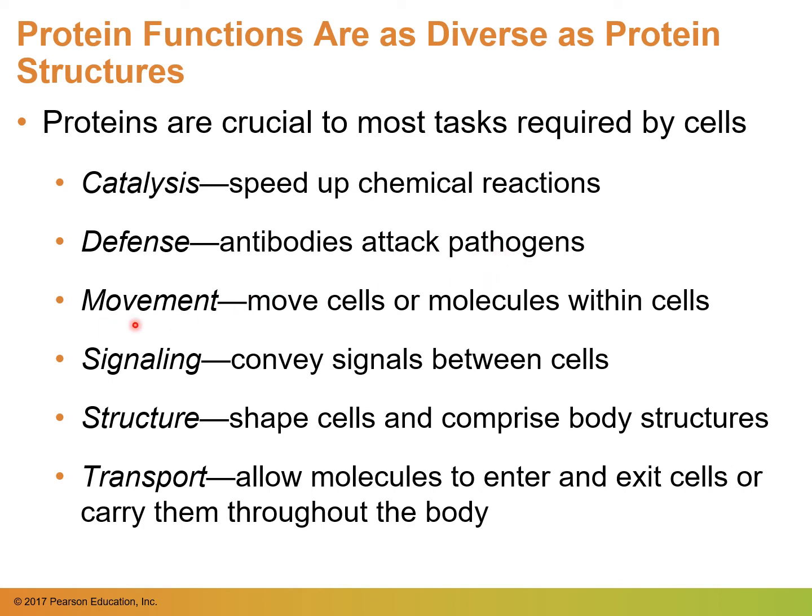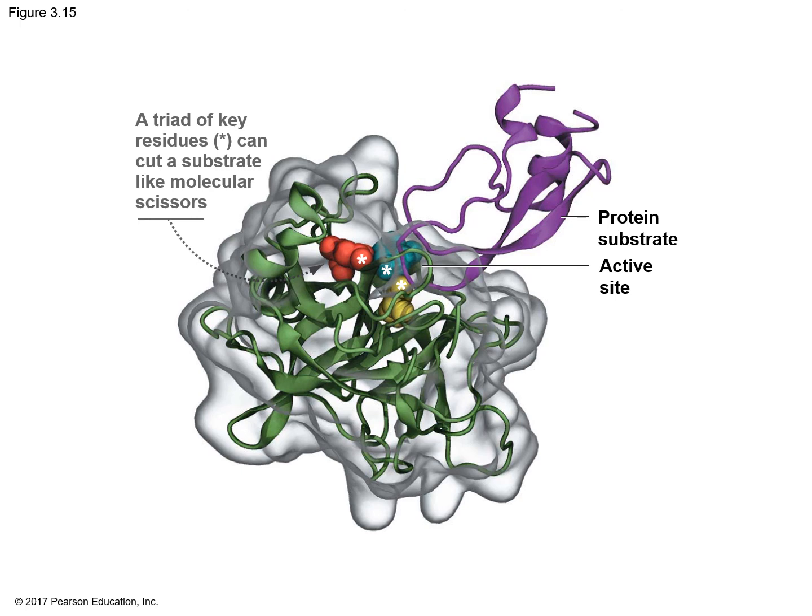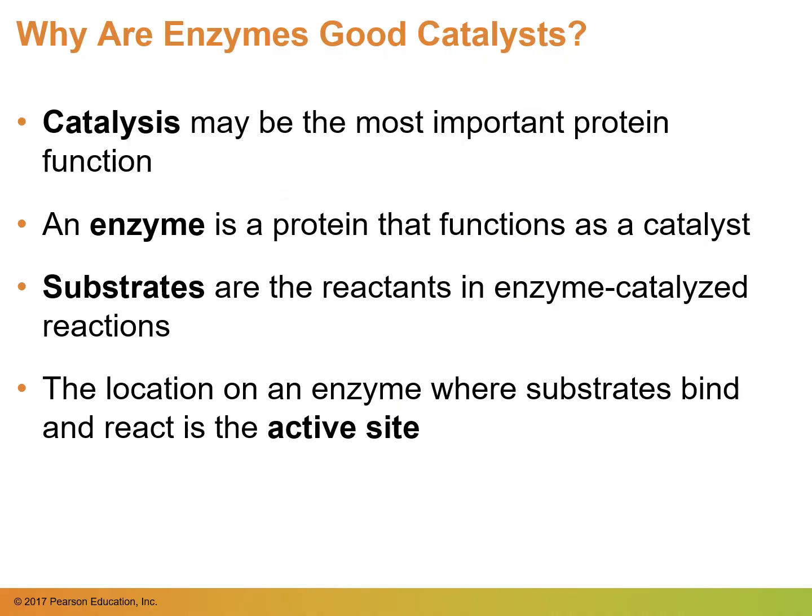Okay, next we're going to have very specialized proteins that are going to help move cells or molecules within the cell. Okay, so this has to do with movement. We also have proteins important for signaling, so it's going to be signaling between cells. We have proteins that are going to be important for structure of cells as well as our body structures. Okay, and then transport, so we're going to have molecules that are going to be able to enter and exit the cell solely due to proteins. Okay, so here's another complex example of a polypeptide chain, right, or a protein.